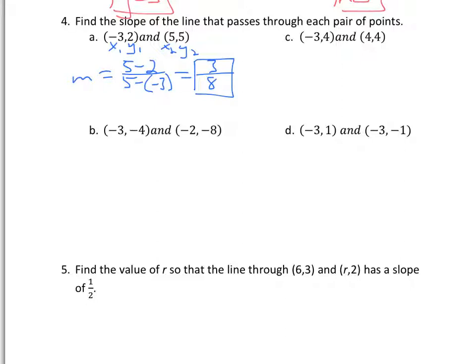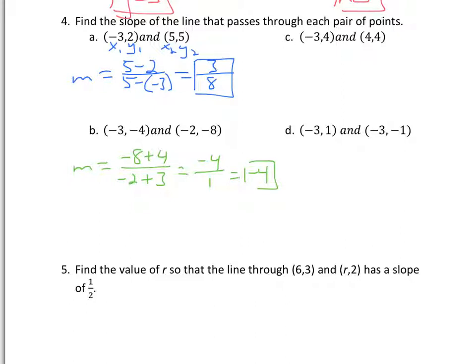And B, we've got the same idea. I'm not going to label them anymore. If you would like to label these, the points as x1, y1, and x2, y2, that'd be great. If you don't need to, that's not a problem. So we've got y2 is negative 8, minus negative 4, which is the same as plus 4, over negative 2 minus negative 3, which is the same as plus 3. So we have negative 4 on top and 1 on bottom, which is the same as negative 4.